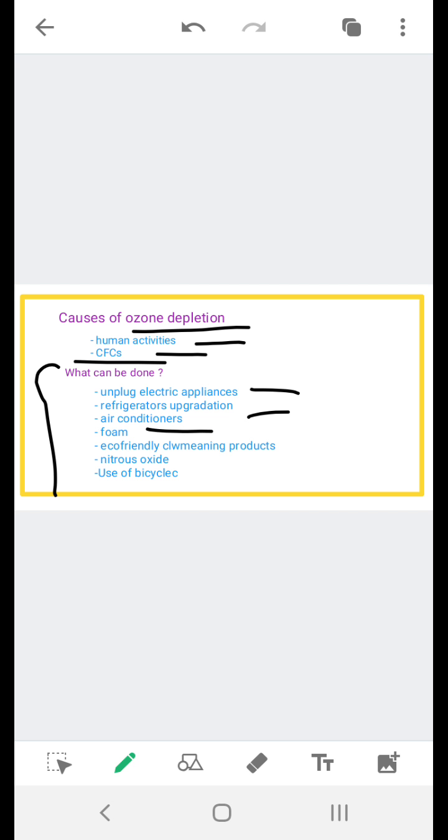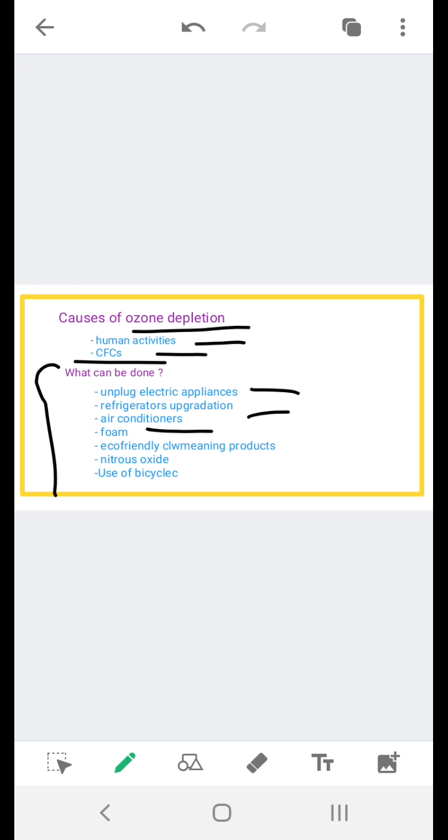So the third point is air conditioners. Air conditioners made before 1994 used a CFC called freon. These may no longer be in use, but the present day air conditioners do use chemicals called HCFCs. Although these are not as harmful to the ozone layer as CFCs, they do contribute to its depletion. Therefore, air conditioning should be used as little as possible.